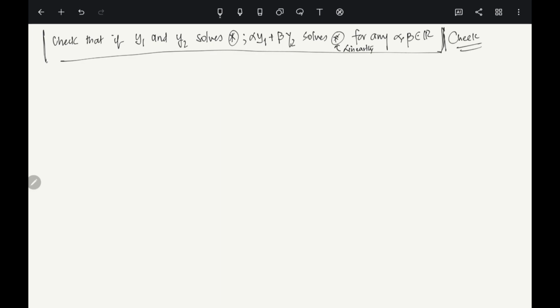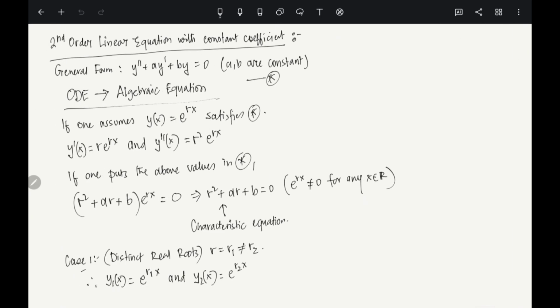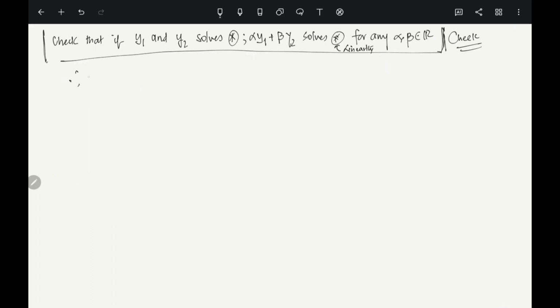Once that is true, we have that y1 is a solution and y2 is a solution. Therefore we call this the general solution, given by y of x equals alpha e to the power r1 x plus beta e to the power r2 x. This solves star, so this is the general solution.